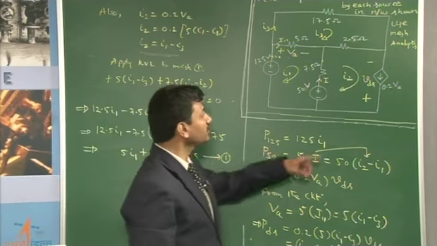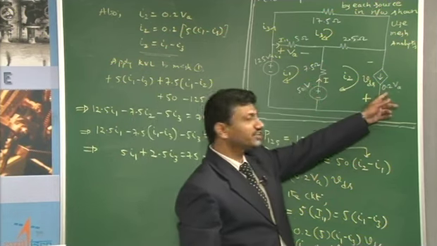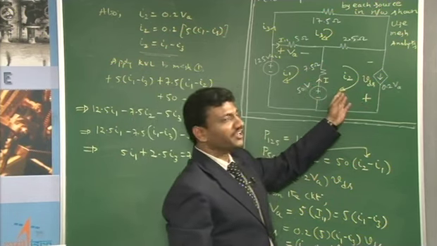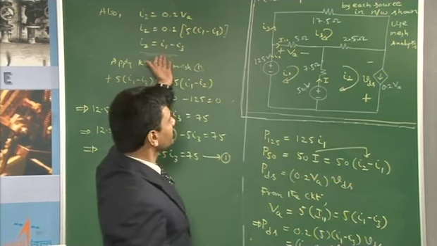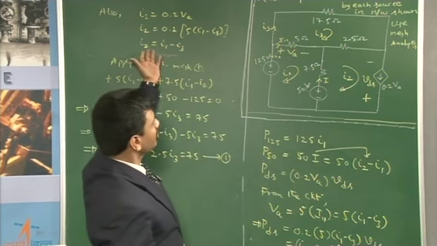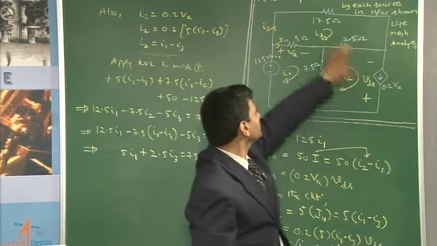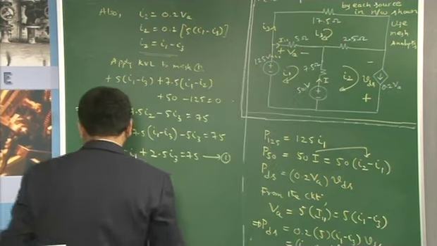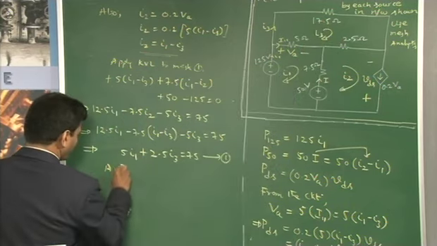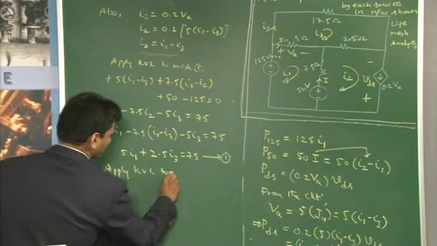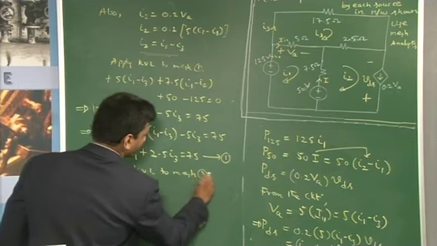Now next KVL. Had this current source not been there, you would have applied KVL here, but already we got a value related to what? I2, so you need not apply KVL there. Straight away we will apply KVL to mesh 3. So apply KVL to mesh 3.